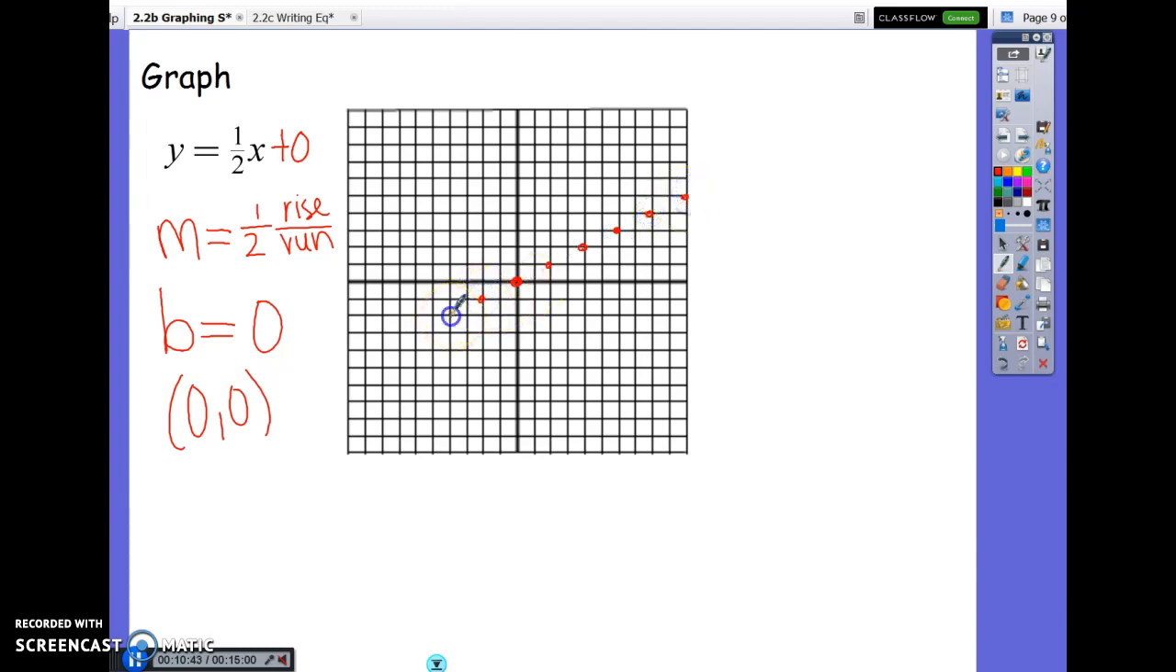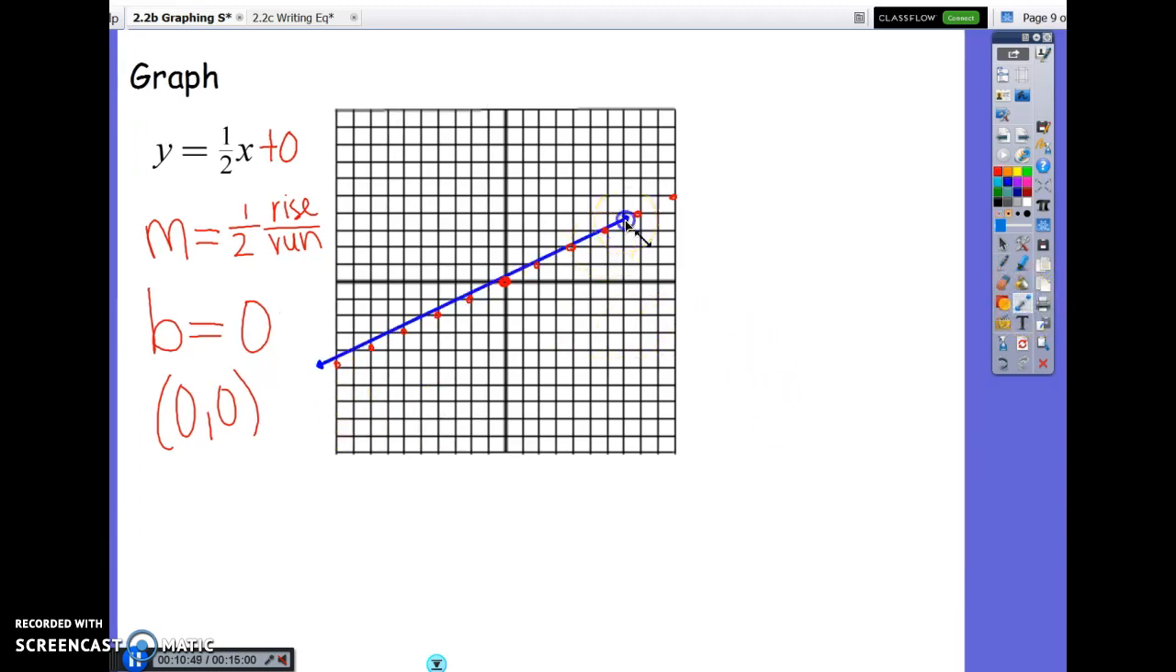And then we can go ahead and connect all of our dots. Remember, you want to do a nice straight line when you're doing this for accuracy. That was a horrible example of a nice straight line. Here is a nice straight line passing through those points.